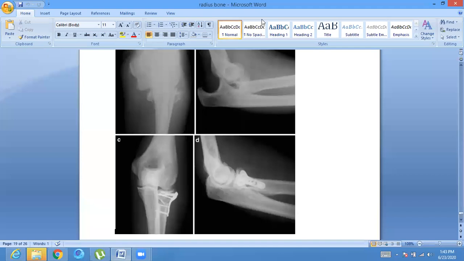Hello. Mushtaba, where are you today? Okay, we have finished with the radius so far.